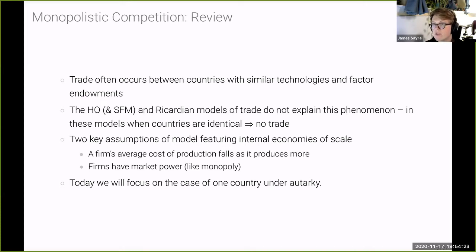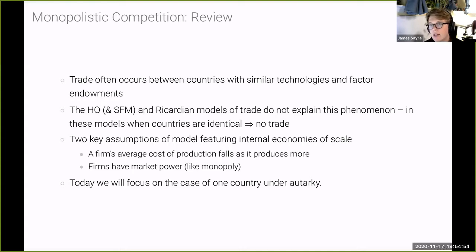And so we're going to introduce this new model, which is the monopolistic competition model. There are two key assumptions of the model, and it's going to feature internal economies of scale. That is to say, there's going to be increasing returns to scale in production. What does that mean? That means a firm's average cost of production is going to fall as it produces more.